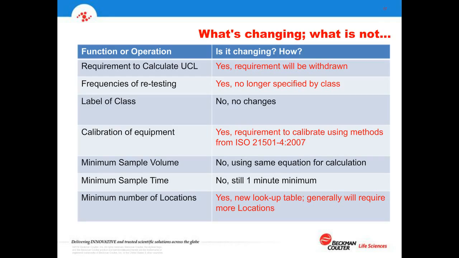Calibration of equipment, there's a slight difference. Always there was a need to calibrate equipment. That was stated in the 1999 version. Now it points to a specific method known as ISO 21501-4. The basic statistical side of things and the sample volume and time didn't change. However, the minimum number of locations did. And so we'll address that. And again, this was to put the standard on a slightly better statistical footing where we could see at the end of the assessment data that gave us a 95% confidence that we met the room classification.